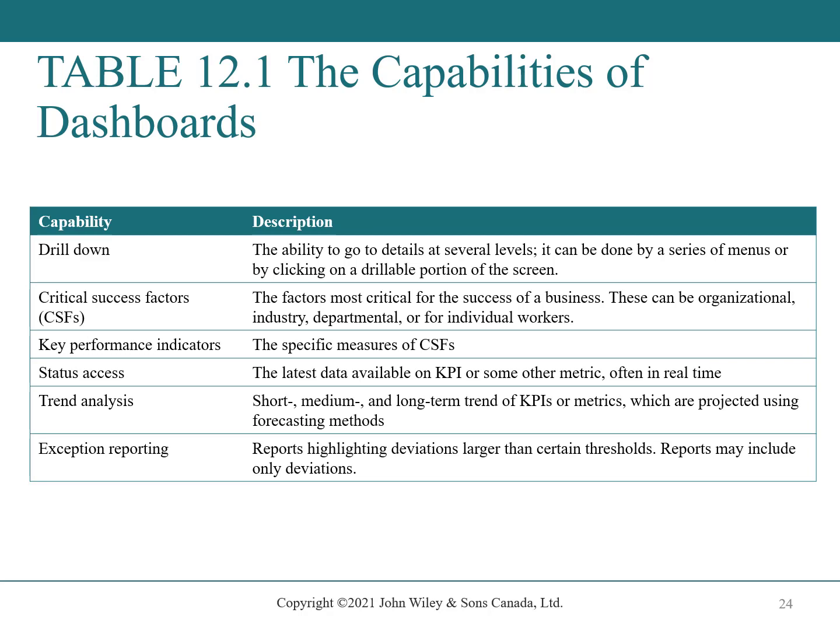Critical success factors, CSFs. The factors most critical for the success of a business. These can be organizational, industry, departmental, or for individual workers. Key performance indicators, KPIs. They're the specific measures of CSFs. Status access. The latest data available on KPI or some other metric, often in real time. Trend analysis is the short, medium, and long-term trend of KPIs or metrics which are projected using forecasting methods.